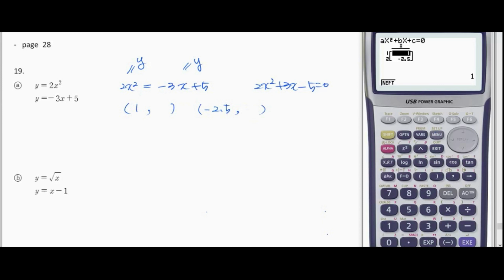Right here we should find out the y. So when x is 1, let's put it here, then it will be 1 squared multiplied by 2, and that equals 2.